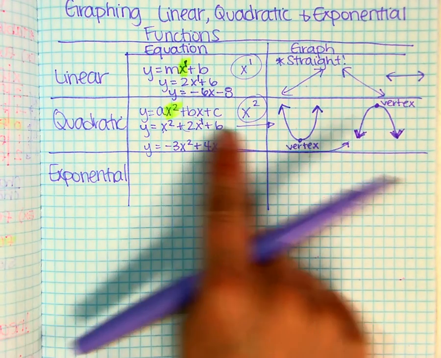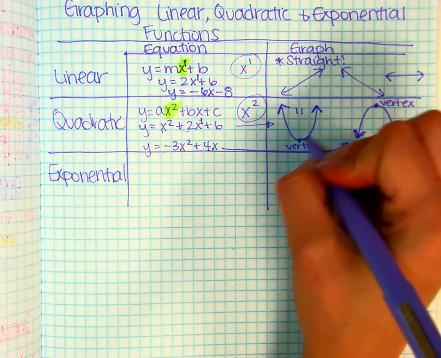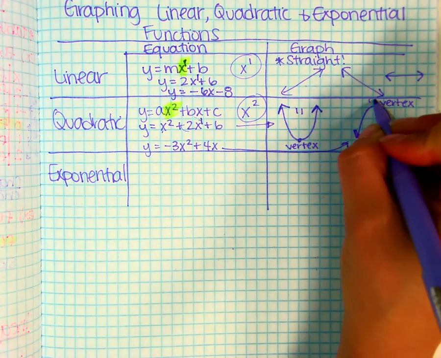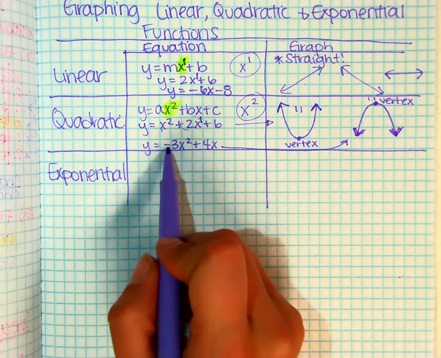So that's a quadratic. So we've got a squared term. And this one, we always like to say it's like the happy face or the sad face. So think positive is happy, negative is sad.